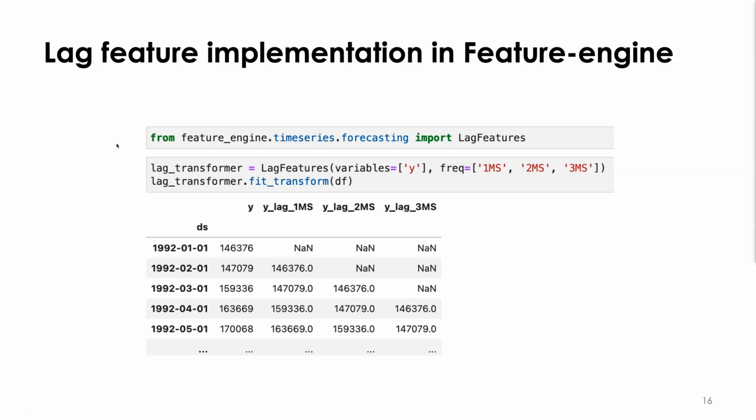So let's just demonstrate an example here. From feature engine dot time series dot forecasting, we import our LagFeatures class. Then we create our lag transformer from the LagFeatures class, and we specify which columns we want to transform. So in this case, it's Y. And then we want to specify the lags, and we do that by specifying the frequency and giving a list of different amounts by which we want to lag. So 1 month, 2 month, and 3 month. Then we can call fit transform on the lag transformer object and apply it to our data frame. And so now we can create our lag features using a transformer.